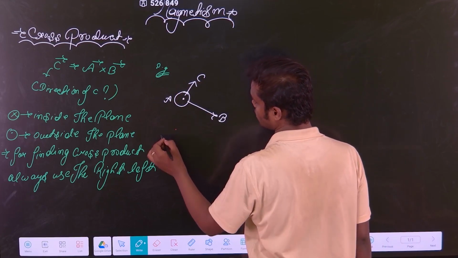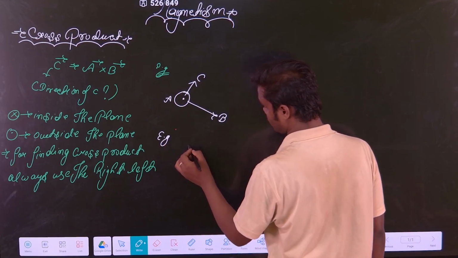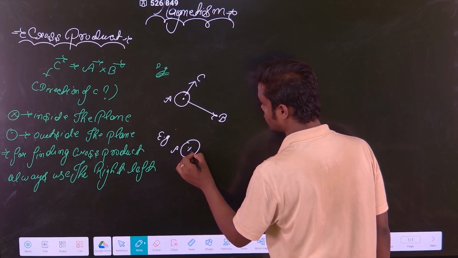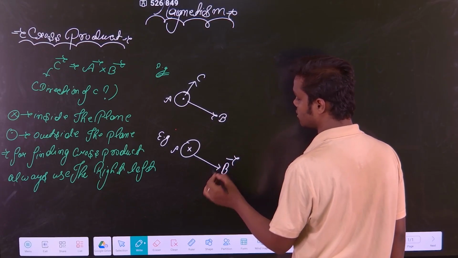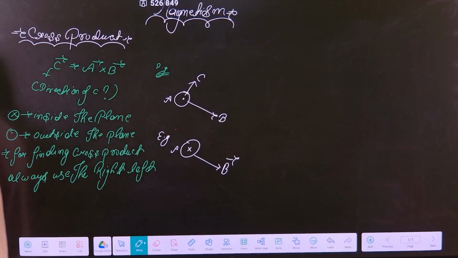Let us practice some more. Just suppose this is my A vector and this is the B vector. Tell me what is the direction of C. Just use your right hand and tell me the direction of C.